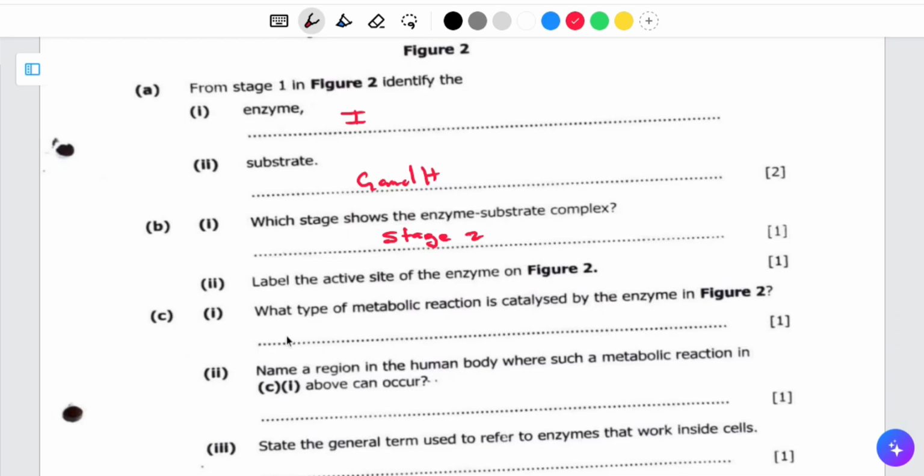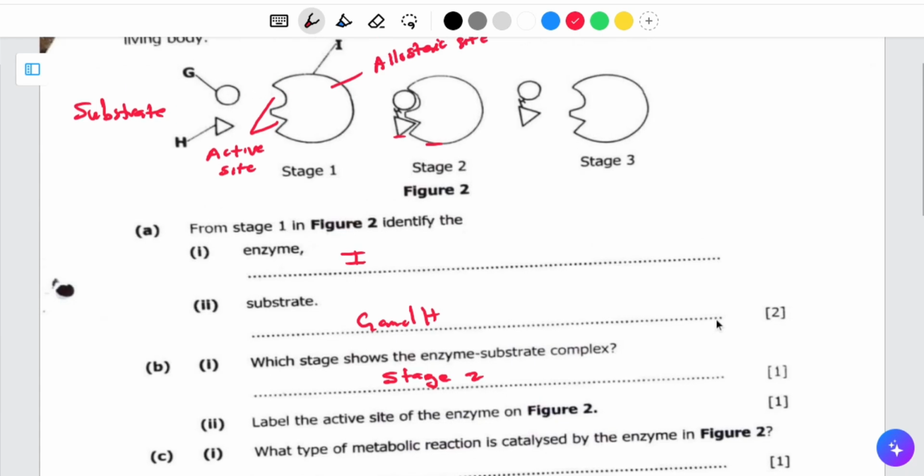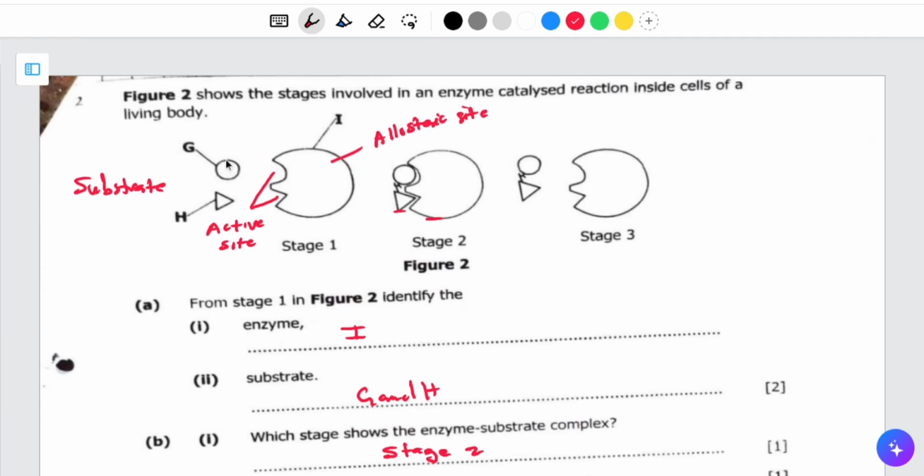So from here, they are asking us the type of metabolic reaction that is catalyzed by the enzyme in figure 2. So let's see. We have these two small pieces which we are calling the substrate. And these substrates are small. Then after the reaction, they come together, meaning we are coming up with a big molecule. So these are small molecules and we are coming up with big molecules, meaning this is anabolism.